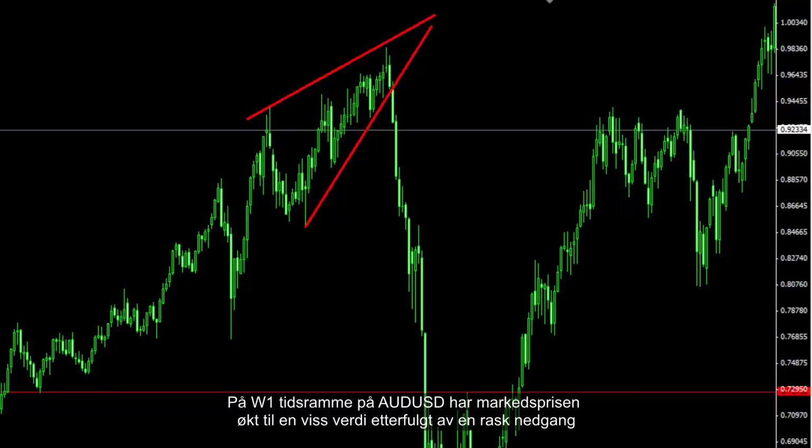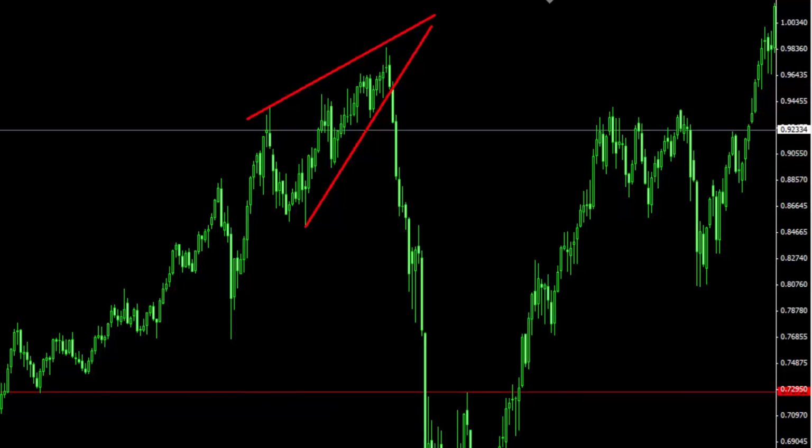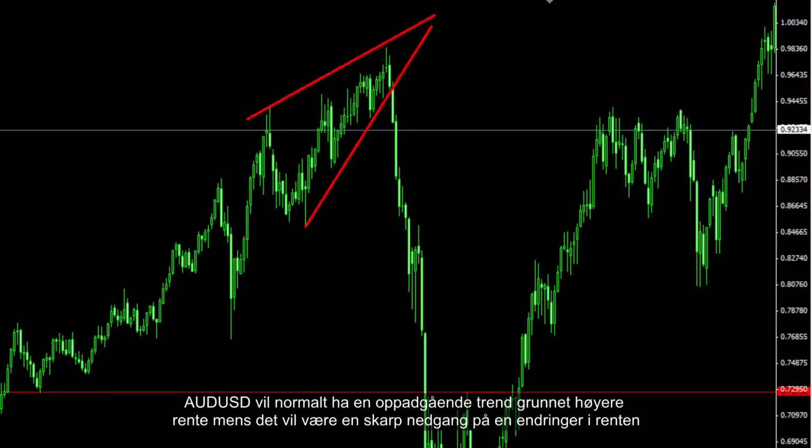On W1 time frame of Australian dollar against the US dollar, market price has increased to a certain value, followed by an abrupt decline. Australian dollar against US dollar normally has an upward trend due to high interest rate, while there would be a sharp decline on an interest rate change.